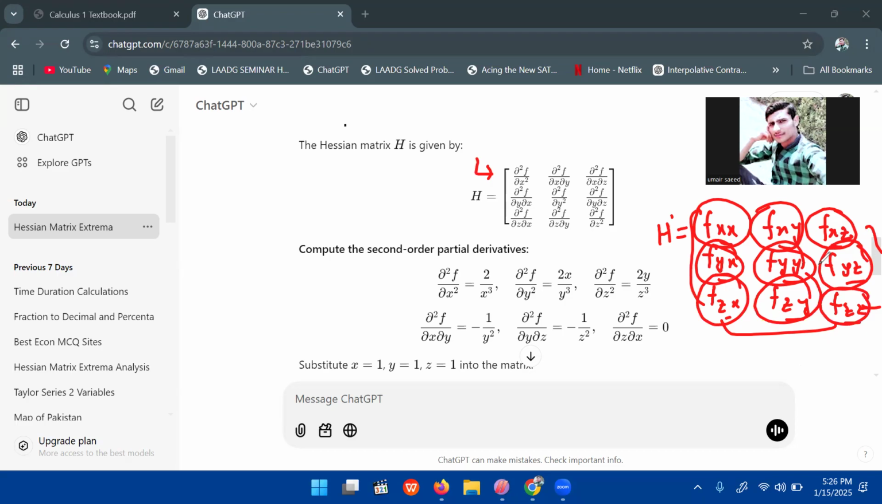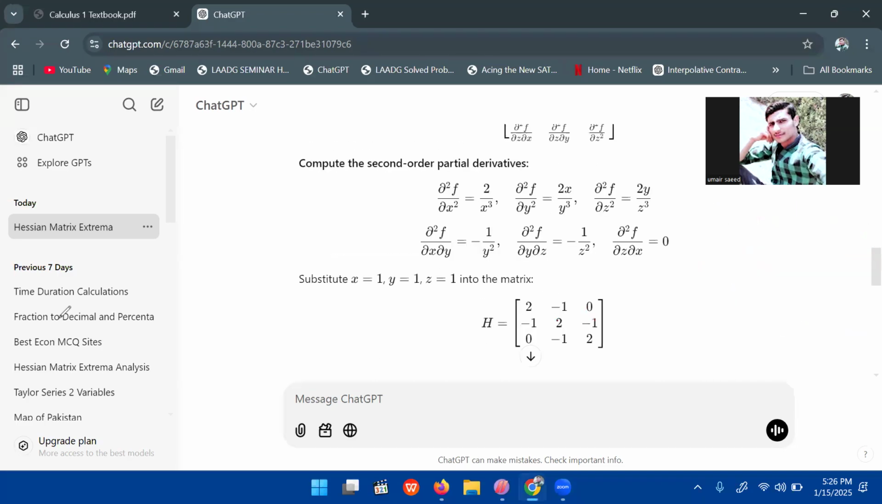As you are looking at your screen, we have found fxx, which is this one. I know you know very well how to find the derivative and partial derivative of a function with respect to x, y, and z. How can you find the mixed derivative like fxy, fyz? So this is fxx, this is fyy, and this is fzz.